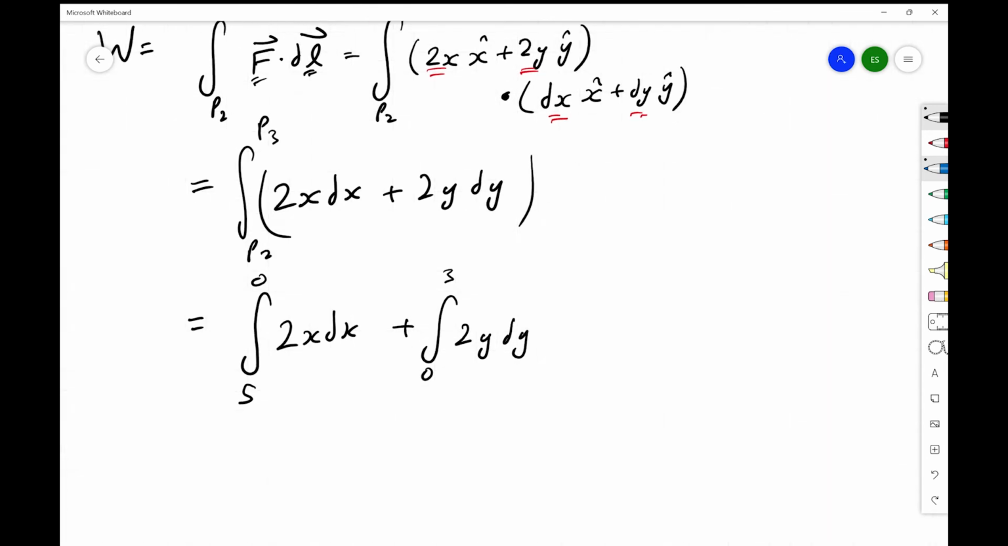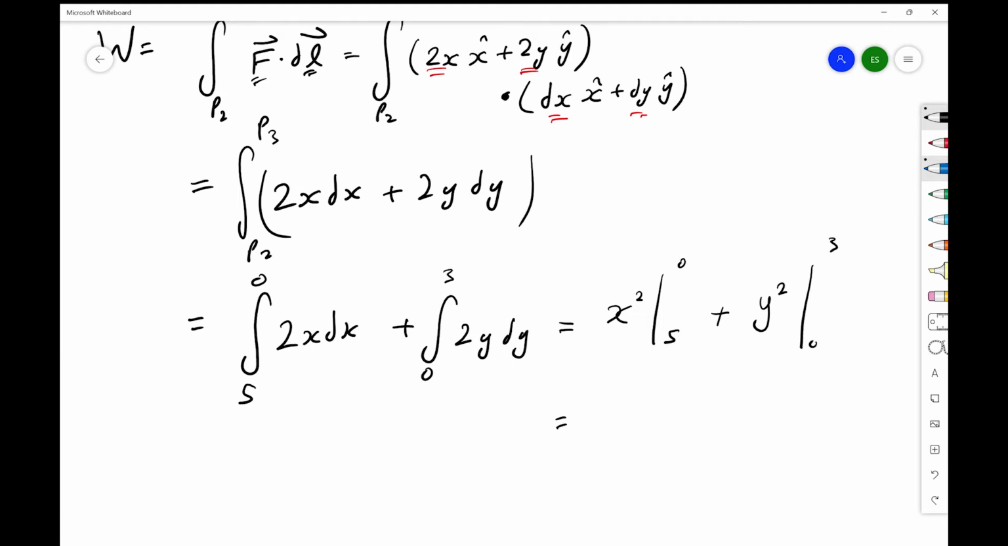Right? And that's all there is to it. And now we can integrate each one of those separately, right? So this is going to be 2x is x squared, 0, 5. You know how to do integration. 2y is y squared, 0, 3.